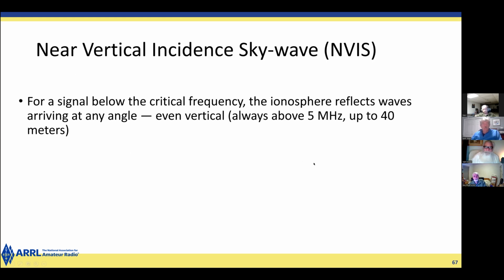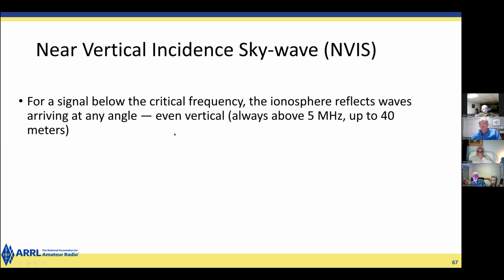And last thing I want to talk about is NVIS. It turns out that below the critical frequency, you can send radio waves straight up and they come back to Earth at or near your location. So below the critical frequency, the ionosphere reflects everything, including signals coming from directly below. It says here above 5 megahertz and up to 40 meters.